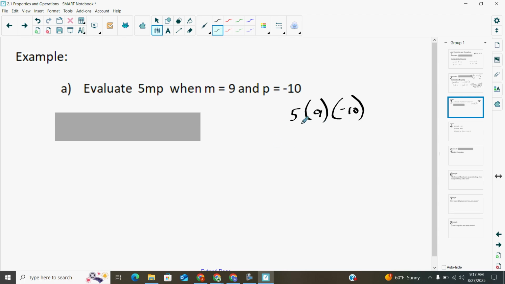Because we have times 10 in there, let's go ahead and multiply these two together first. So I'm grouping this, which is fine. That's the associative property of multiplication. 9 times negative 10 is negative 90. And now multiply by 5, negative 450.